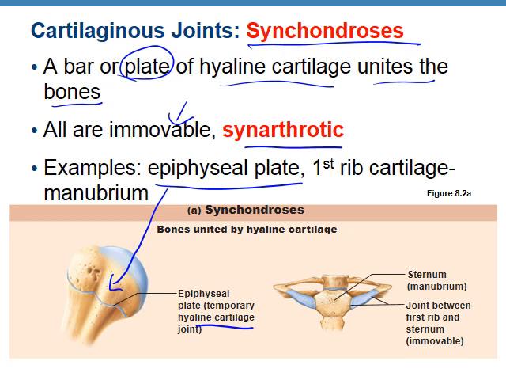And then a second example is between the first rib cartilage. Remember, this is that costal cartilage. And then this is the manubrium of the sternum.